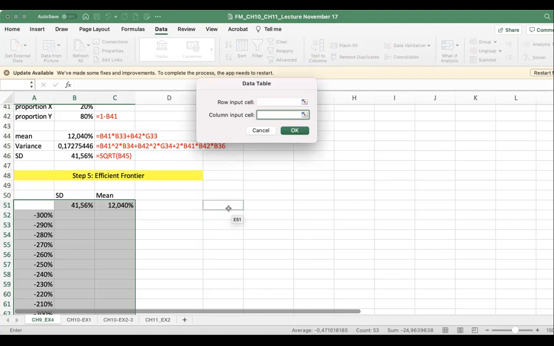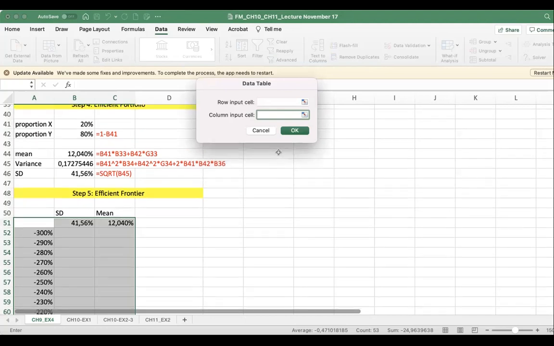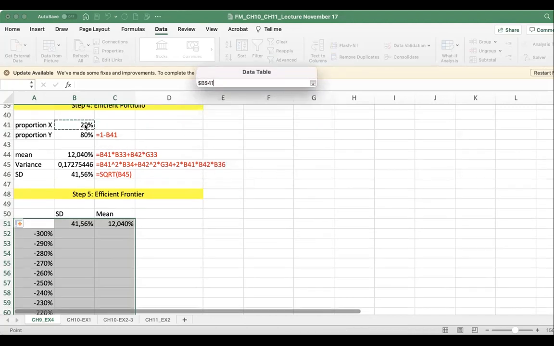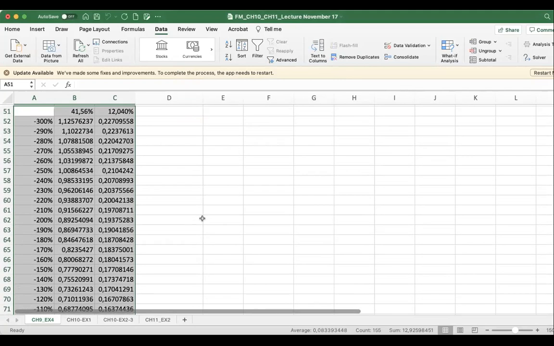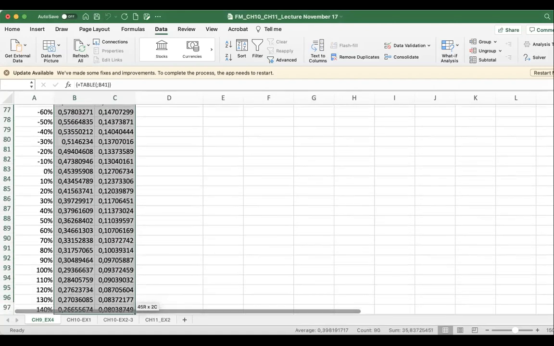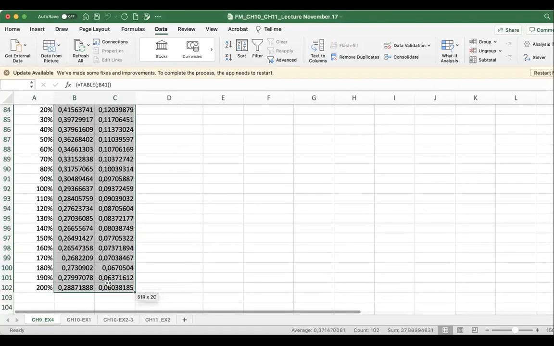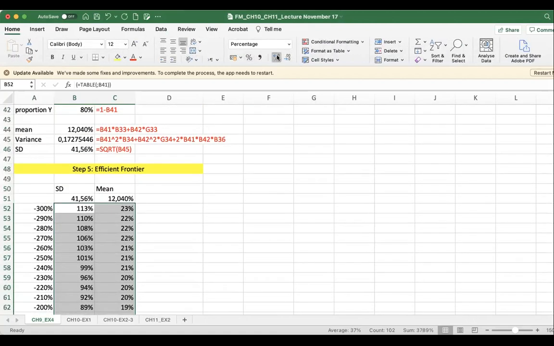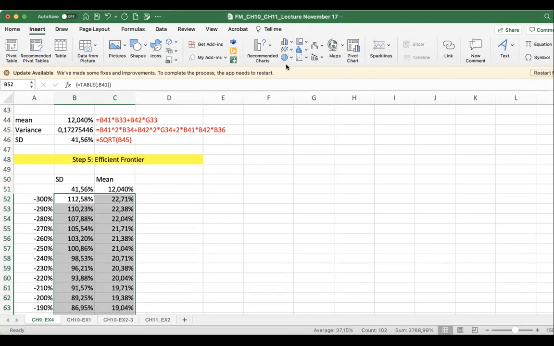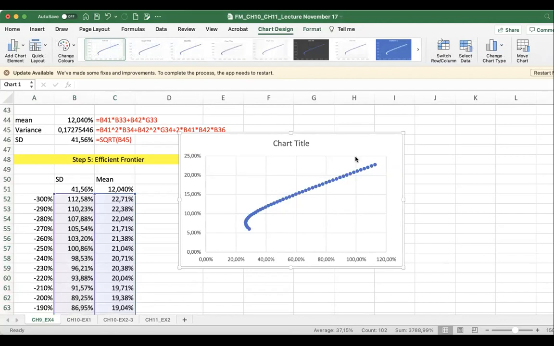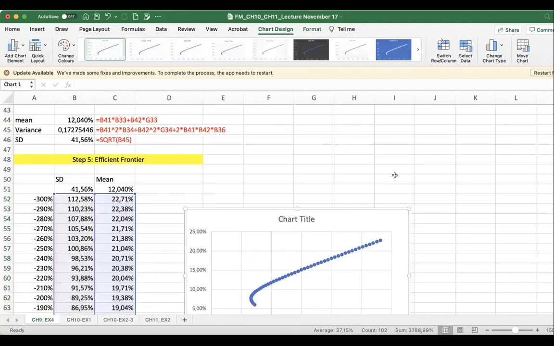I think it's chapter 12. So the column input cell here is the proportion of x. So these are the numbers, so I will convert them into percentage. And then I will insert the graph. This is our graph.